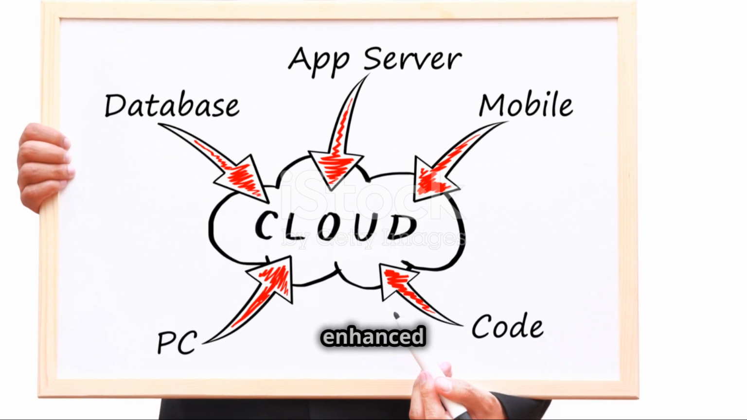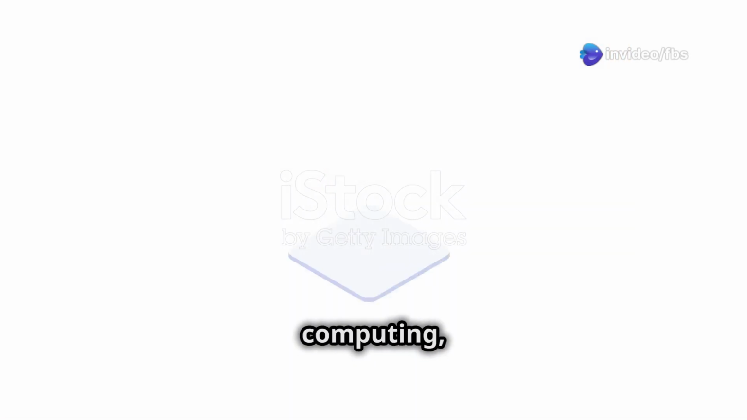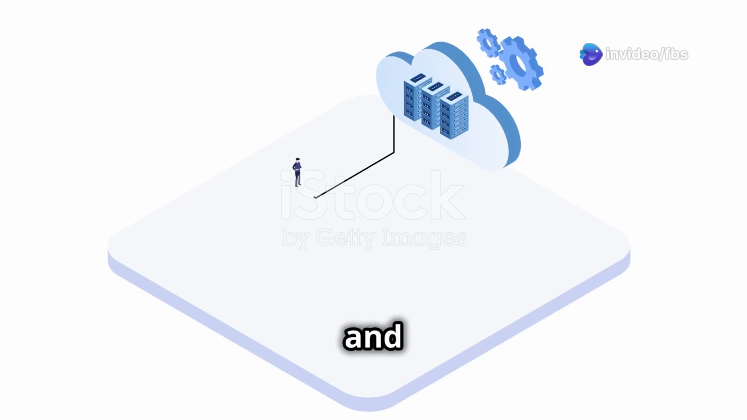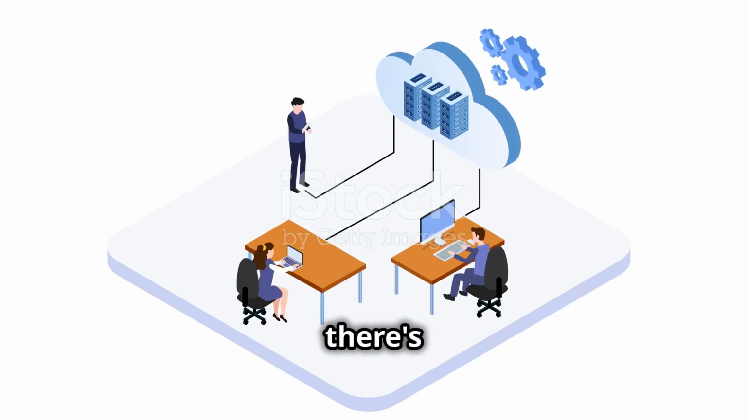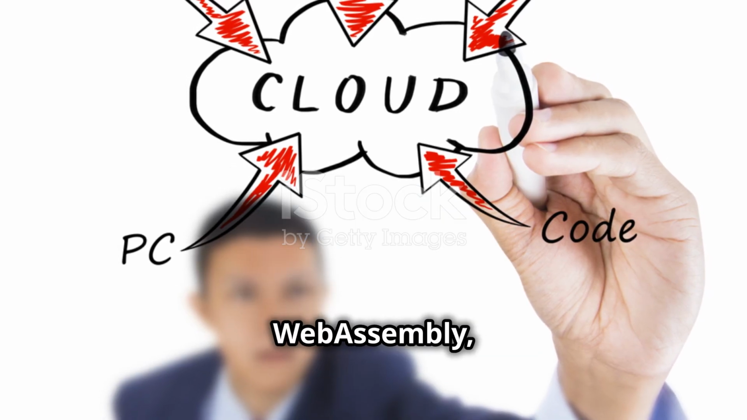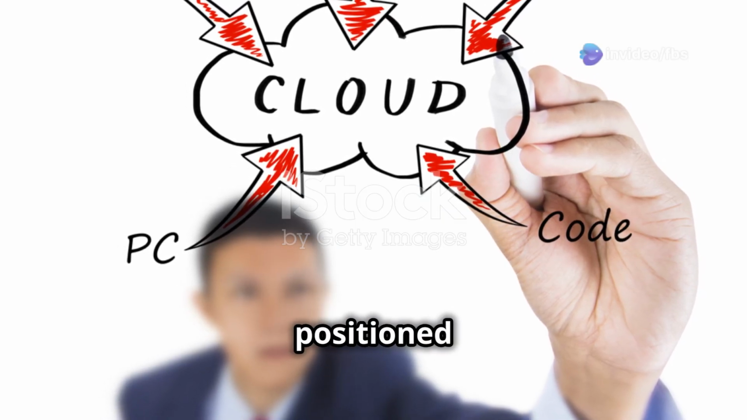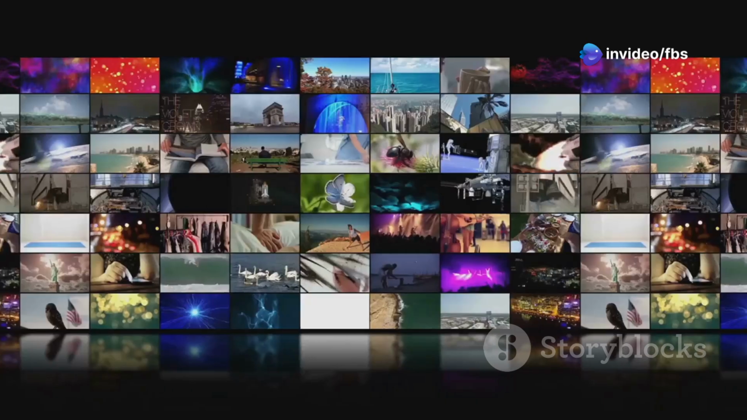Looking ahead, there's enhanced support for cloud-native architectures, including serverless computing, microservices, and containerization. In the realm of AI and machine learning, there's deeper integration with tools like ML.NET, and WebAssembly, via Blazor, is positioned to enable full-stack development without the need for JavaScript.